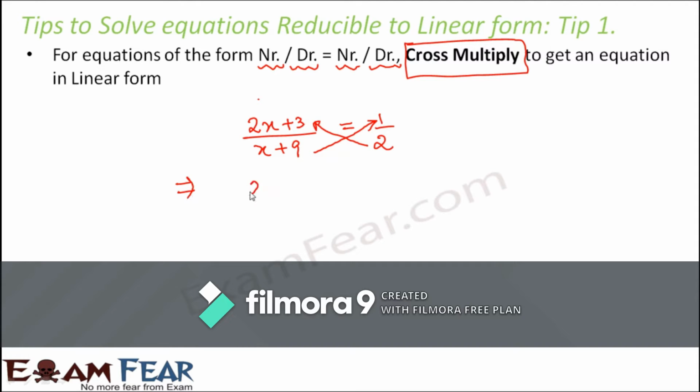So in this case, what will happen? 2 into 2x plus 3 will be equal to 1 into x plus 9. So that is what you will get. 2 into 2x would be 4x, plus 2 into 3 would be 6, and this side it would be x plus 9. Right? So what are we doing when we are cross multiplying? Basically, we are actually multiplying this denominator on both sides. It is the same thing as multiplying x plus 9 on both sides.